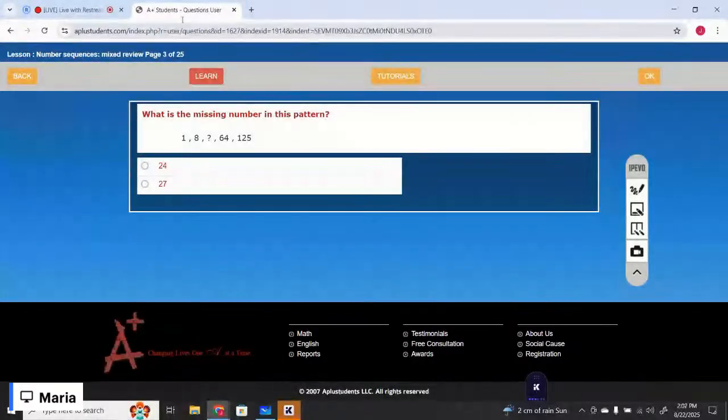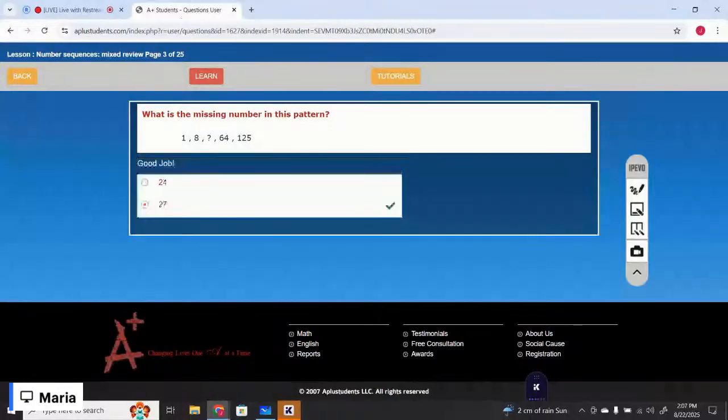What is the missing number in this pattern? 1, the missing number, 64, 125. 3 times 3 is 9, and 9 times 3 is 27. Option number 2 is the correct option. That is 27. Option number 2 is the correct option, 27.